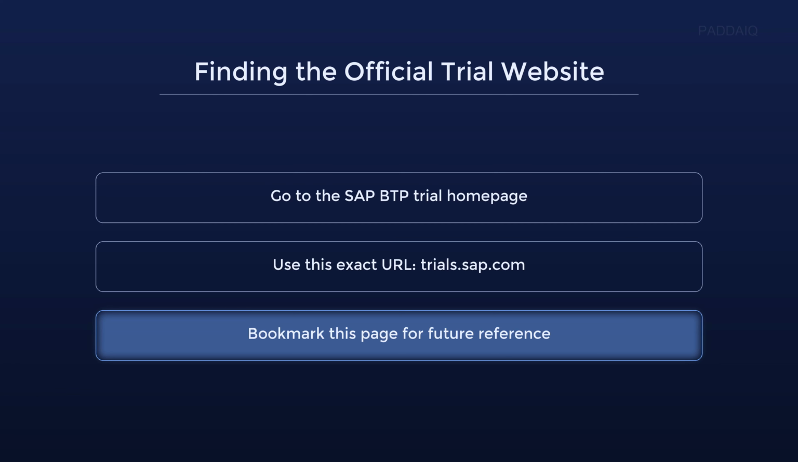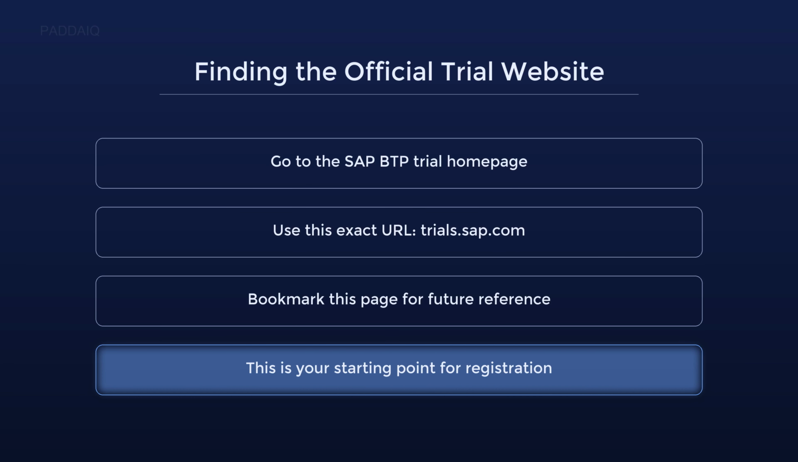Bookmark this page for future reference. This ensures quick access to the official SAP BTP trial site without searching each time. For example, developers can instantly return to activate services or check quotas. Consistently using this page saves time and avoids confusion with unofficial sources.